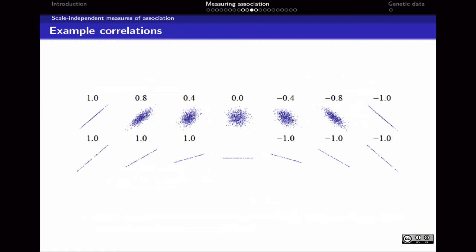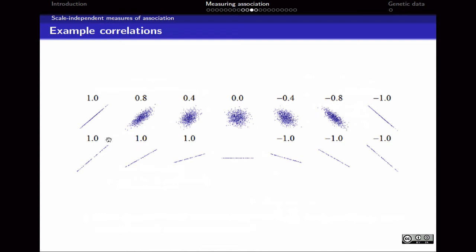So here are a few examples of correlations, and let's look at the upper panel. On the left hand side, there is a perfect correlation between two variables, and the coefficient of correlation would be 1, and then this correlation becomes less and less perfect, and the coefficient of correlation becomes 0 when there is no relation between two variables. When the relation between two variables becomes reciprocal, then the coefficient of correlation becomes negative.